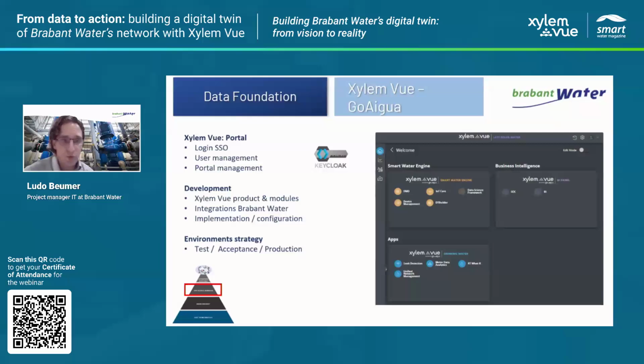When developing a project like this, there are three main parts. Well, we have the Xylem Vue product and the modules. They are developed by Xylem Vue. They have their own roadmap. They have their own product owners. So that's a standardized product. On top of that, we have the tailor-made integrations for Brabant Water. And you have the implementation and configuration. So those three parts together make the solution. So there's a lot of tailoring in that part as well. So it's also good that you have an environment strategy and testing incorporated in all the right environments.